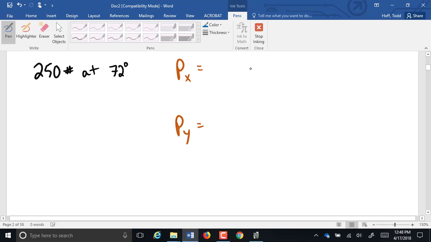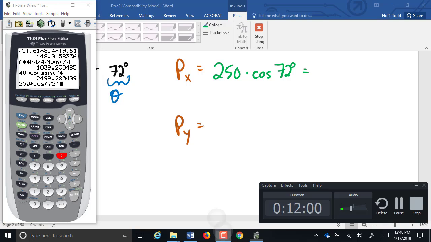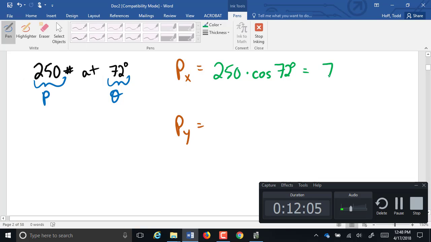Well, P sub x, what's P in this? 250 is P. What's theta? 72. So P sub x is going to be 250 times cosine, remember, x is always horizontal, of 72 degrees. Make sure your calculator is back in degree mode, by the way. So 77.25. That was in pounds, so this is going to be in pounds as well. So P sub x is 77.25 pounds.